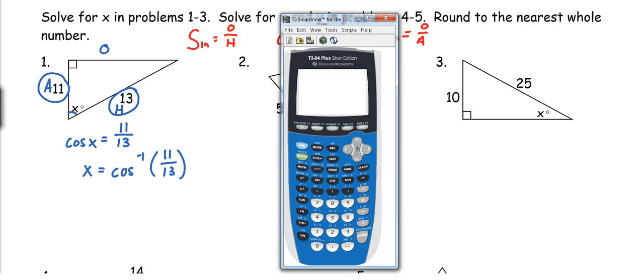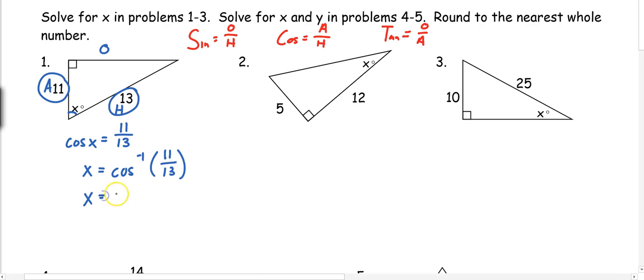So we're going to go to our calculator. We're going to double check that it's highlighted in degrees. Press clear, and then enter our equation. Second cosine gets us the cosine inverse with that little -1. And we're going to divide 11 divided by 13 in parentheses. Now remember, when you are finding an angle, we need to round to the nearest whole number. So our angle in this case would be 32 degrees.